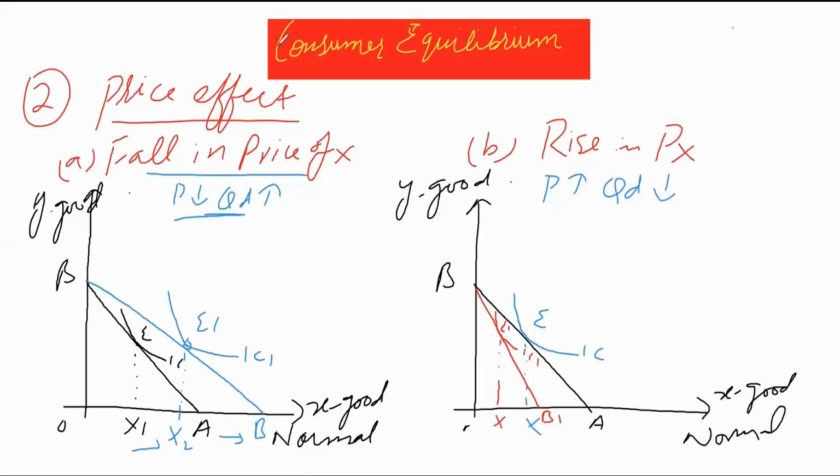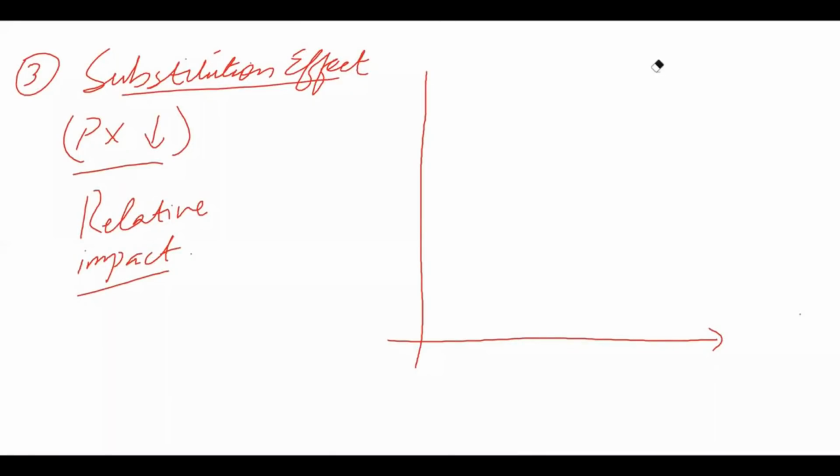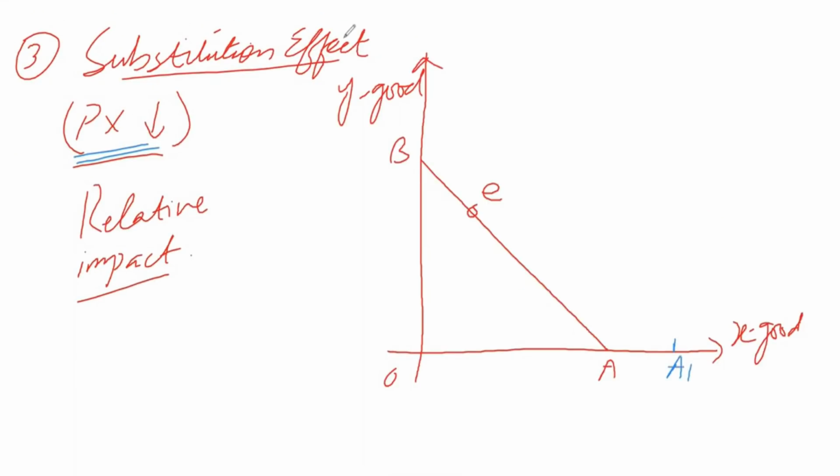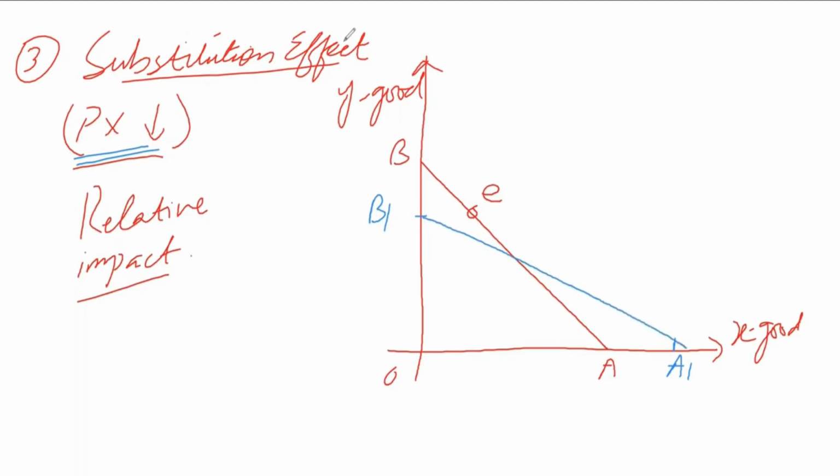The last situation is substitution effect on consumer equilibrium. Again draw the same graph, label two goods, one on X and the other on Y axis. Now draw a budget line, same. Now let's have a look at substitution effect, and we have the condition that there is fall in price of X, and in case of substitution effect we basically consider the relative impact of fall in price of one good not only on the same product but on the other product as well.